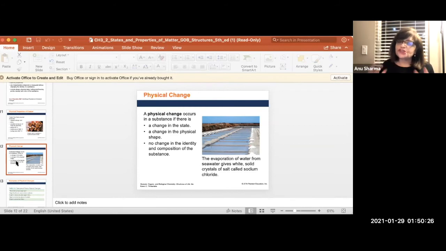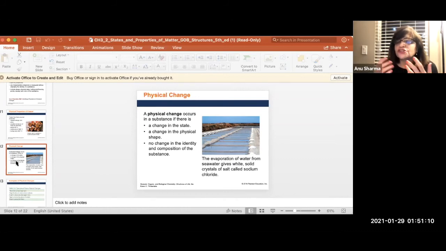Then comes the physical change. A physical change is just a temporary change, not a permanent change. Here is a picture of a salt farm. They take saline water, which has a large content of salt, and they evaporate it. The water, in liquid form, turns into vapor, which is again water, but the salt, in solid form, separates out. So physical change is a change of state in which the water changed from a liquid to a gaseous state.